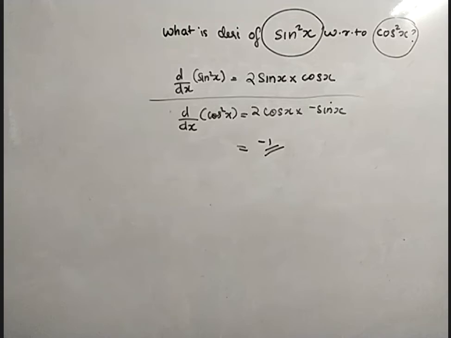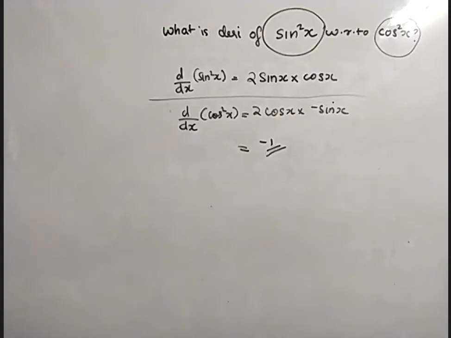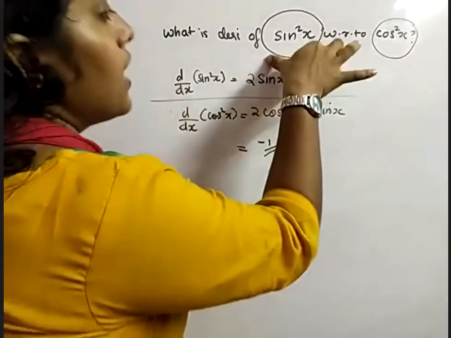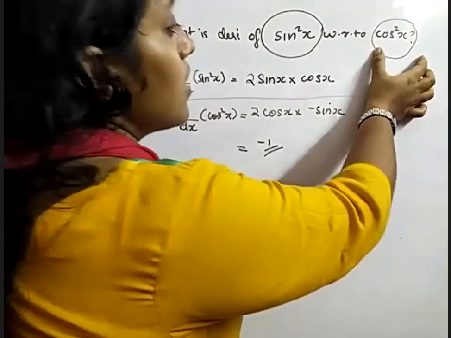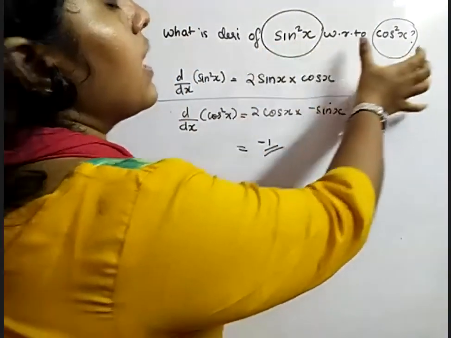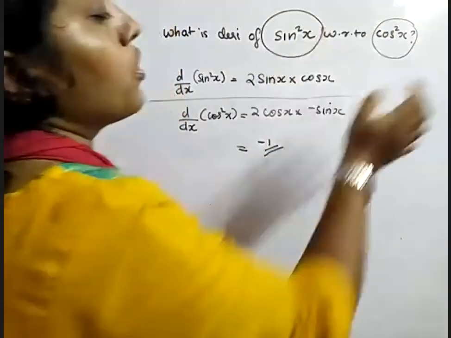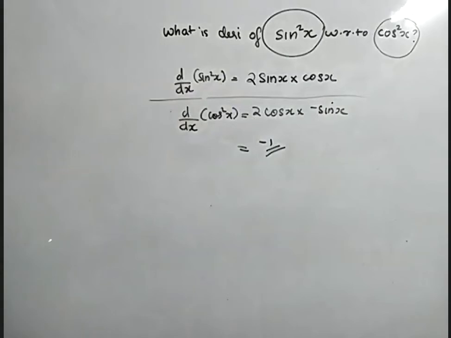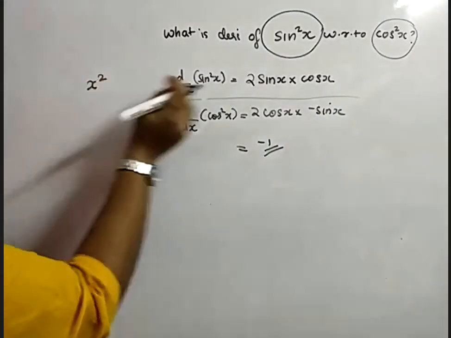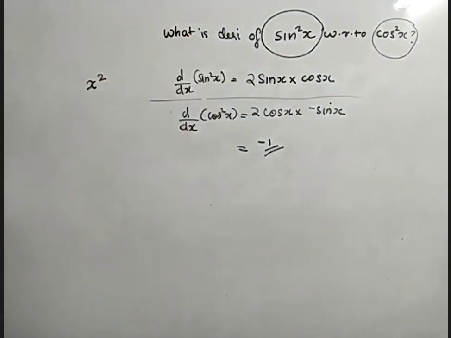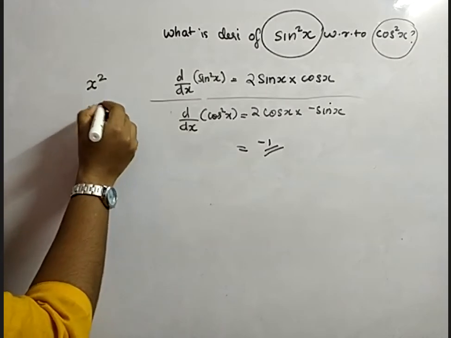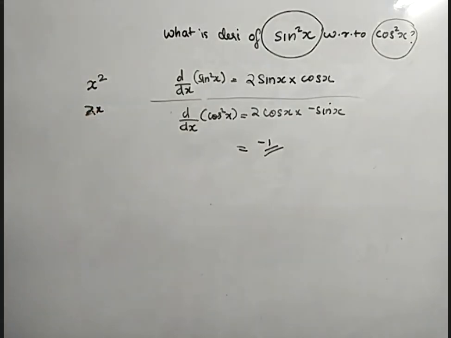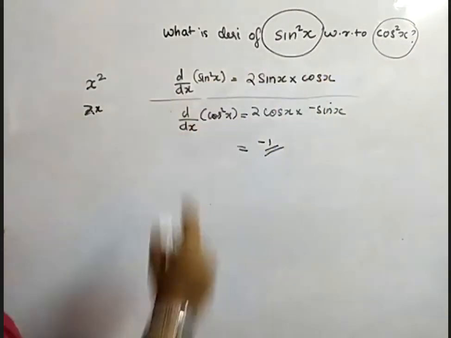See, Umesh, they're asking you to take the derivative of this with respect to this. So we need to take the derivative of this one, take the derivative of this one, then divide both of them. I'm first taking the derivative of sine square x. This is of the form something square, no? So what will we write? 2x raised to 2 minus 1, or 2x. So 2 sin x, into chain rule I am applying, into derivative of sin x, cos x.